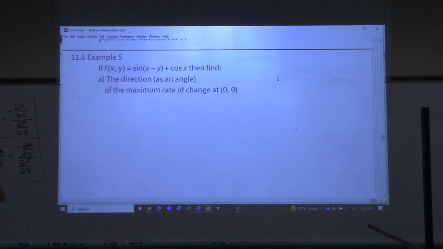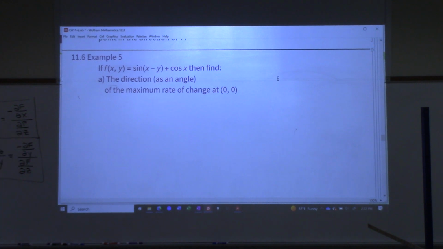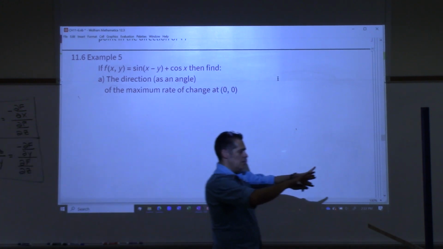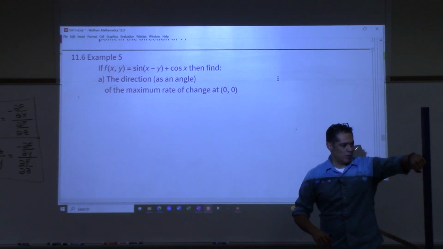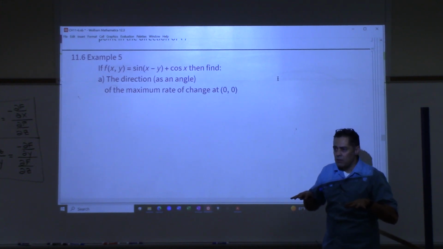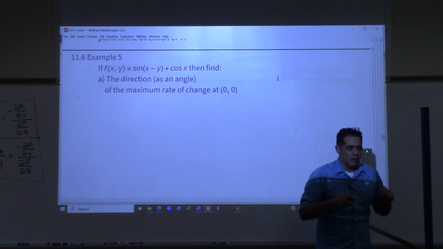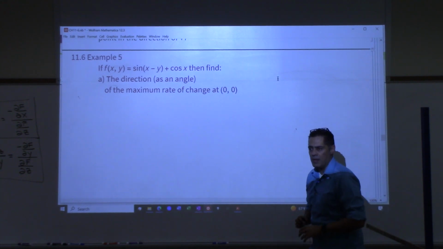Here we go. Here's a function of a surface. Find, first of all, the direction as an angle of the maximum rate of change at the point 0, 0. So you've got this surface. We're standing at the origin. We get plugged into the function. We're somewhere on that surface. We're standing there, hovering around. And what I want to know is, as an angle, which way should I point so that when I walk out, I get the steepest descent?